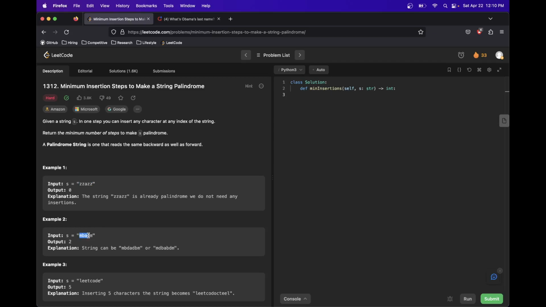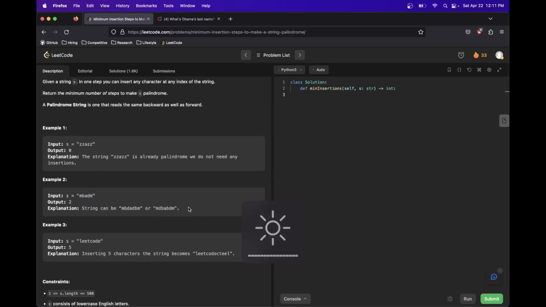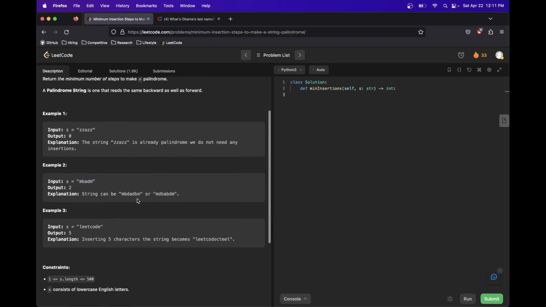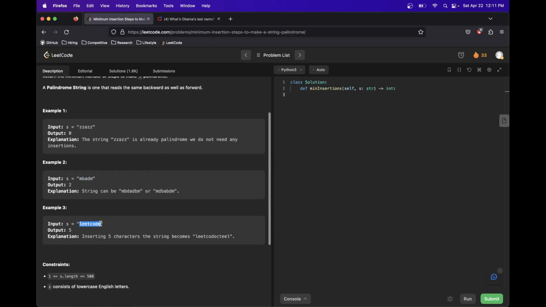Example 2, I guess this is supposed to illustrate that while visually it is a palindrome, we want it to be lexicographically a palindrome. So this MBADM, we would want it to be something like MDBABDM, something like that. And then LeetCode, it's going to be some complicated thing.